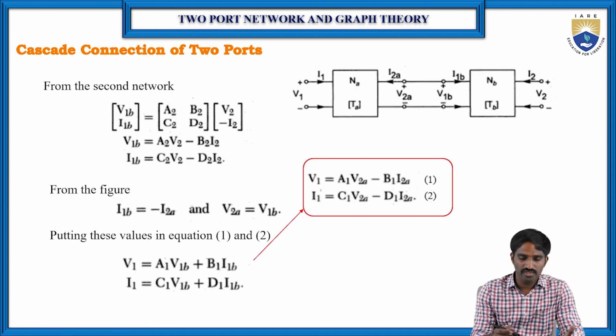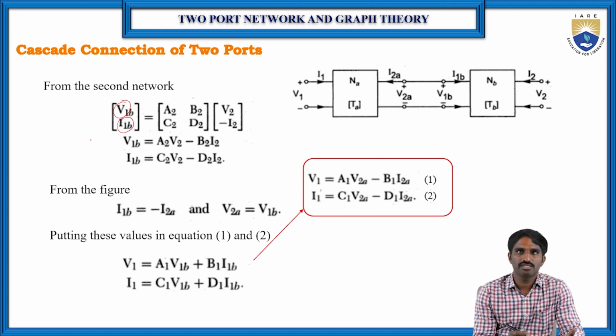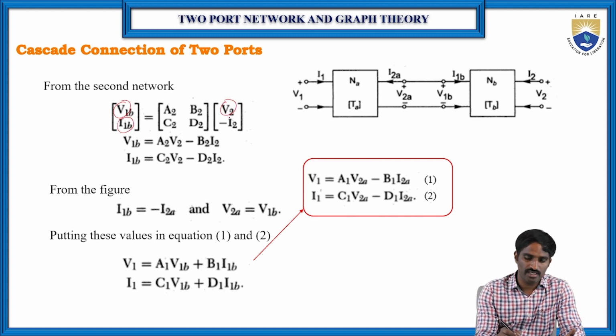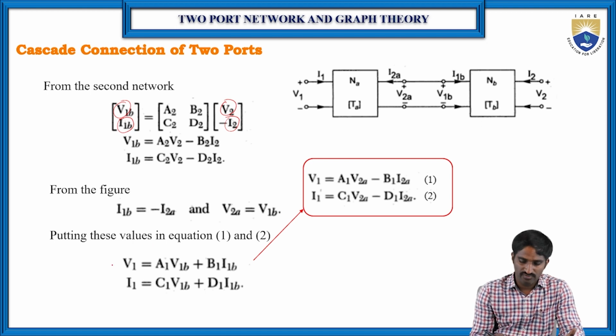Similarly, we can write the equations for the second network. For the second network, the input voltage and input current are V1B and I1B, and the output voltage and output current are V2 and I2, right? So now the equations are V1B is equal to A2V2 minus B2I2, and I1B is equal to C2V2 minus D2I2, right? So let us consider these equation number 3 and 4.